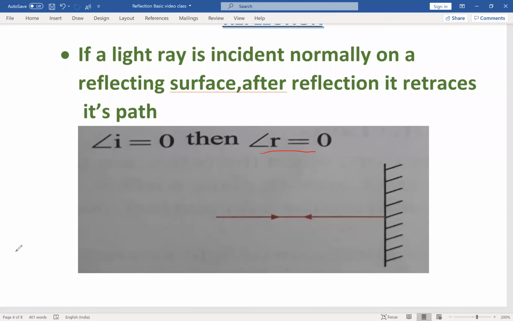Similarly, the angle of incidence equal to 0 is the angle made by the incident light with the normal. So it again retraces, that means along the normal. The angle between the normal and the reflected ray will be 0 again. The angle of incidence and the angle of reflection are both 0. So it's like a ball which is bounced back. This is the case with normal incidence of a light ray.